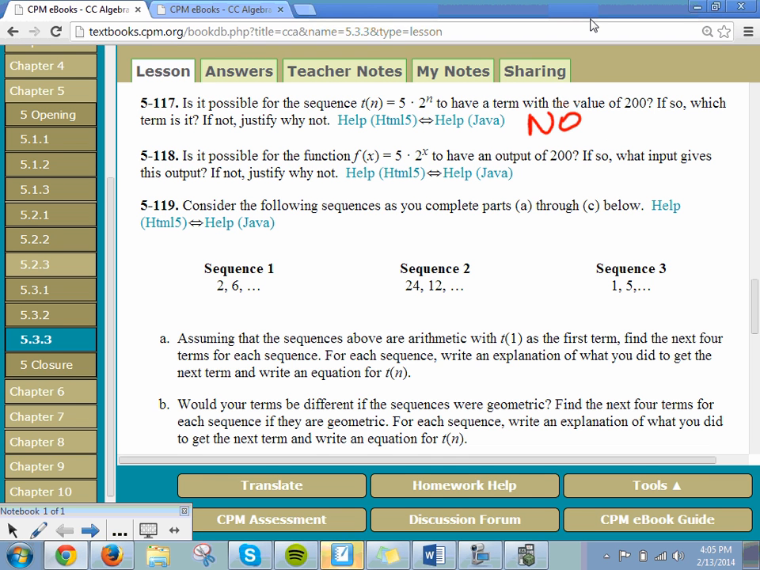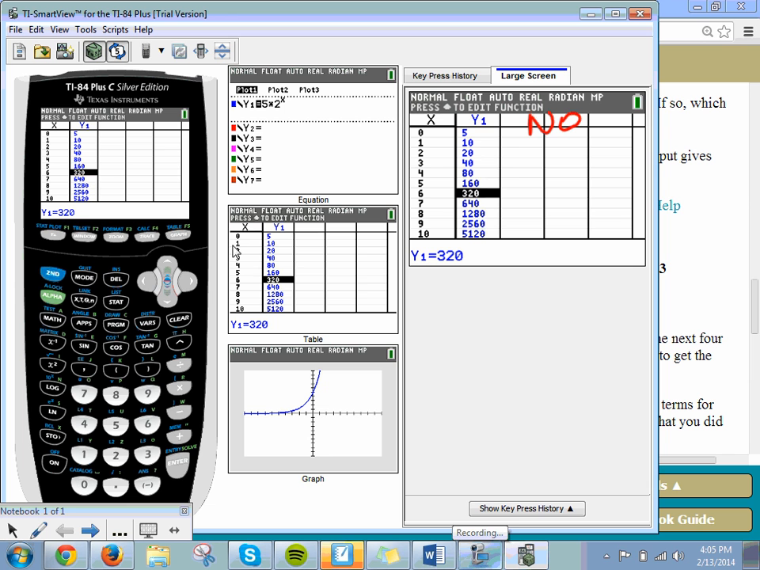So in 118, they ask if it's possible for the function f of x equals 5 times 2 to the x to have an output of 200. And if so, what input will give you that output? So in this one, with our function, we're able to look back at our graphing calculator, and I'm going to change how I want to view it.